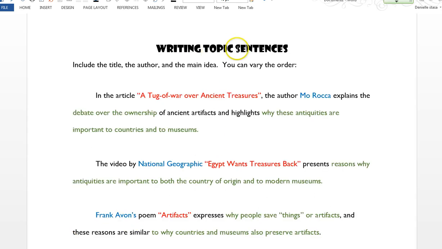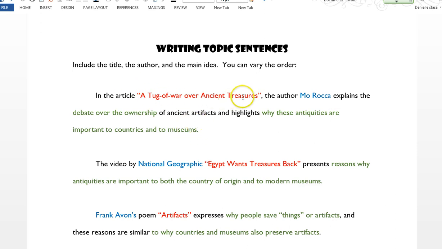Okay, here it is. So writing a topic sentence. You want to include the title, the author, and the main idea every time. There are multiple ways of doing it. These are 3 examples. They're all in a different order. In this one, in the article, A Tug of War Over Ancient Treasures, the author Mo Roca explains the debate over the ownership of ancient artifacts and highlights why these artifacts are important to countries and to museums.